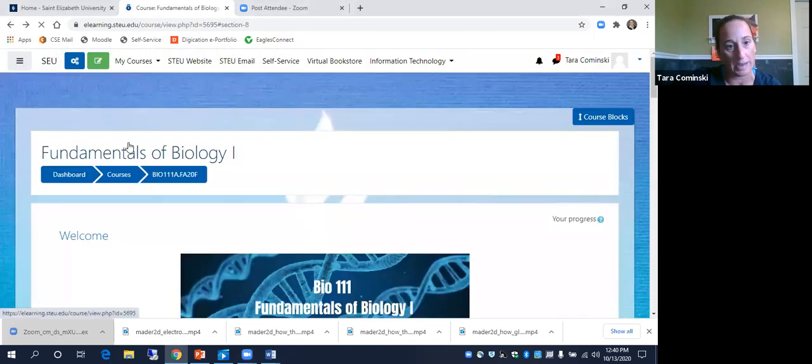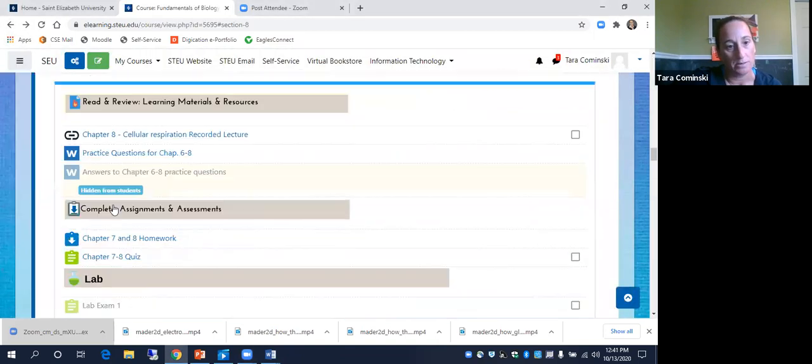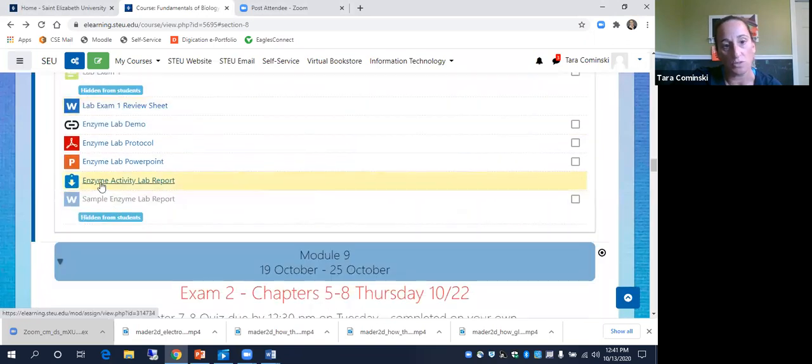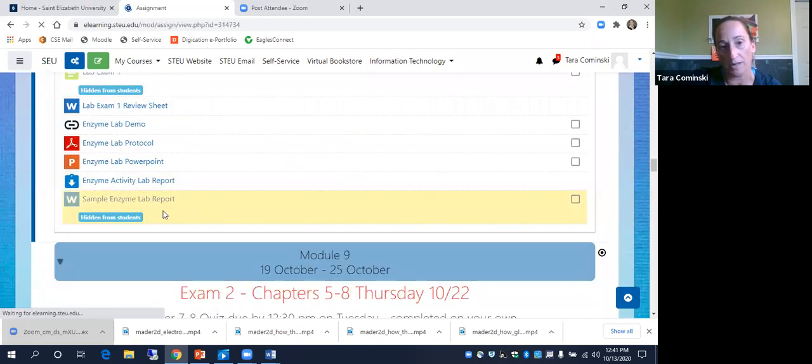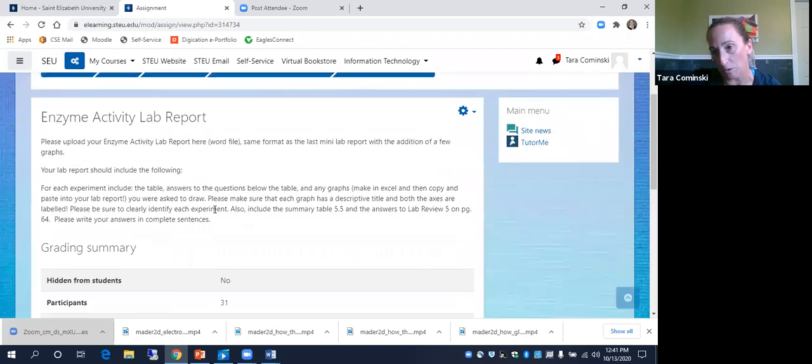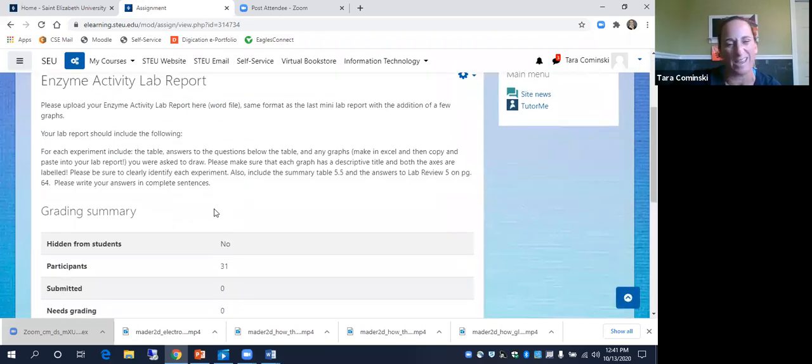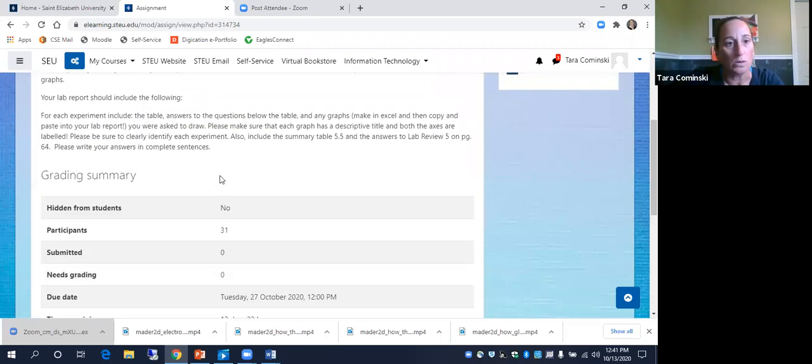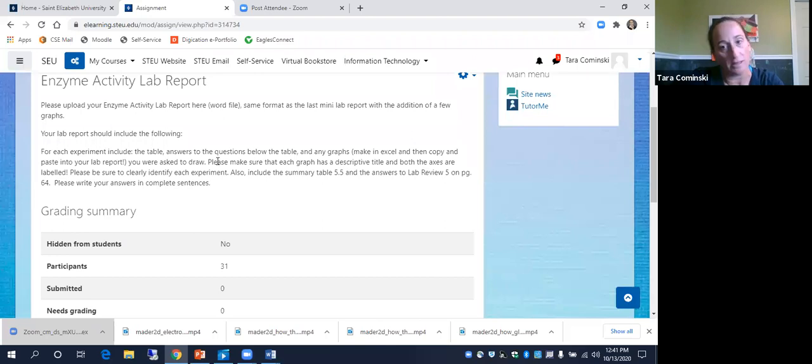So let me just go back. Okay, so this is the actual assignment. You see there's a sample lab report there. I'll show you that again on Thursday, just because it's better if some of you have already attempted to do the lab or have done the lab. If I show that to you now, it's not going to mean anything. So again, here, the instructions for the lab report are there. Make sure you take a look at it.